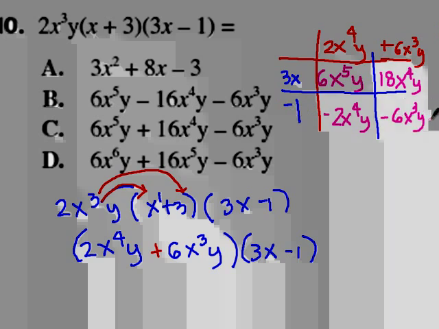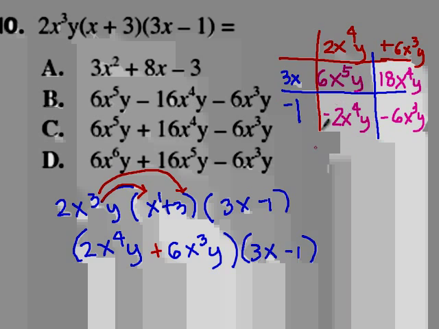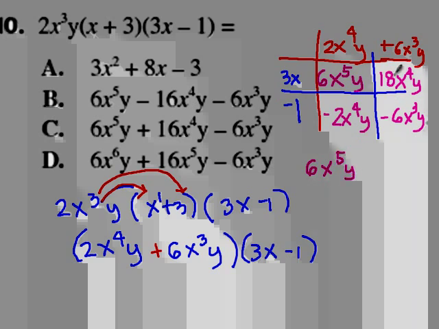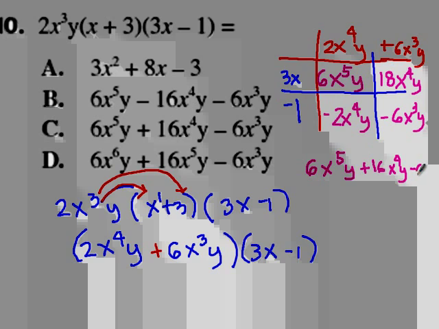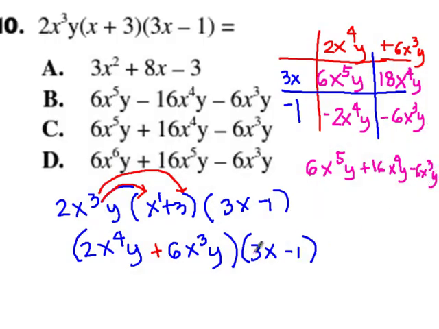Are there terms that we can combine? Yes. 18x to the fourth y minus 2x to the fourth y. So we just copy the first, 6x to the fifth y. 18 plus -2 is positive 16. X to the fourth y. And then just copy minus 6x cubed y. And what letter is that? Number 10. It's letter C.